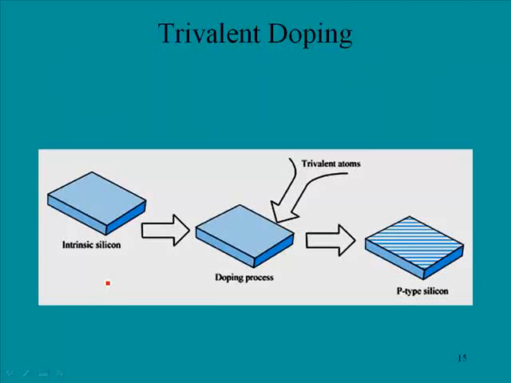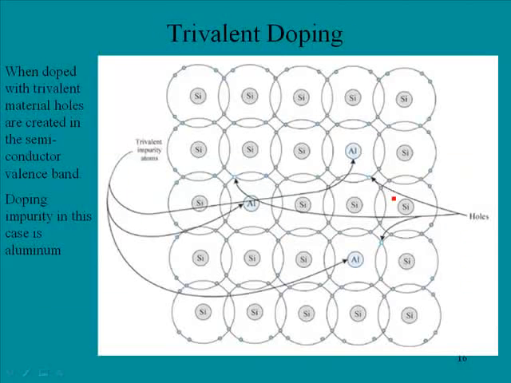And so here's the process. We start out with intrinsic silicon. Then we add trivalent atoms, and what do we get? P-type silicon. When doped with trivalent material, holes are created in the semiconductor valence band. The doping impurity in this case is aluminum.